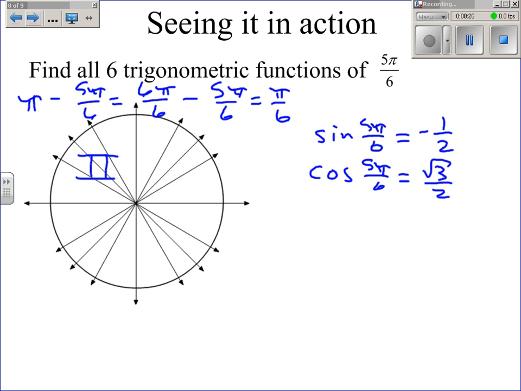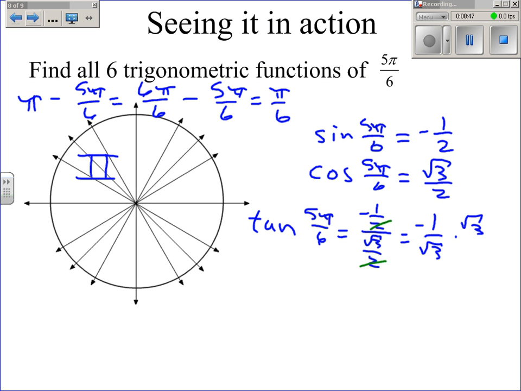The remaining values can be found using those 2 values. Tangent is sine over cosine, so tangent of 5 pi over 6 is negative 1/2 over square root 3 over 2. After reducing, we get a fraction with a square root on the bottom. That means we have to rationalize the denominator. The result is negative root 3 over 3.